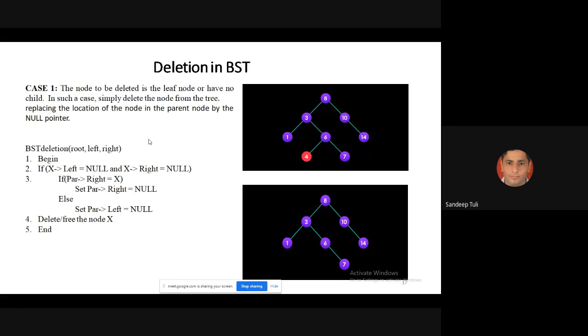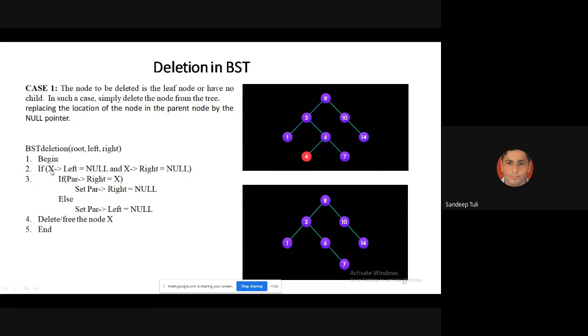Case one and the case one algorithm we have seen. Is there any issue in that? For example, suppose we need to delete 4. It is a leaf node, so we can delete it simply by replacing the pointer in the parent node by null. 6 is the parent of 4. As 4 is the left child, we will make the left pointer of 6 null. Is it okay? That is what we have done in the algorithm also.